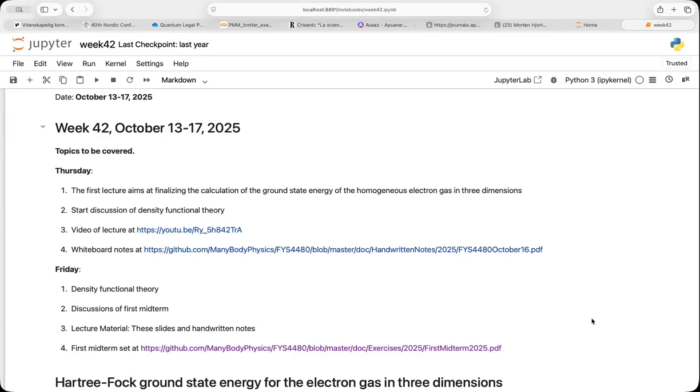So welcome back. The topic today is to deal with a technicality before we step into density functional theory. One of these technicalities is something which is often hidden under the carpet when you derive density functional theory, and that is to rewrite the expectation value of the energy in terms of the density.